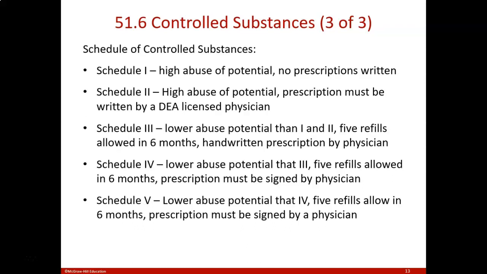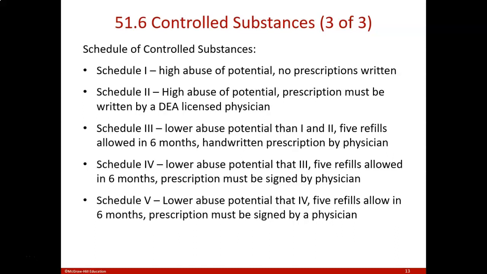Now, when we look at the classification of these substances, we classify them 1 through 5, in Roman numerals. The lower the number, the higher the abuse potential. So we look at Schedule 1. Schedule 1 has the highest abuse potential, but this is not a classification of medications that we write for. No prescriptions are written for Schedule 1. Schedule 1 drugs include ecstasy, heroin, LSD, things that are considered more recreational abuse, and so those are not written.